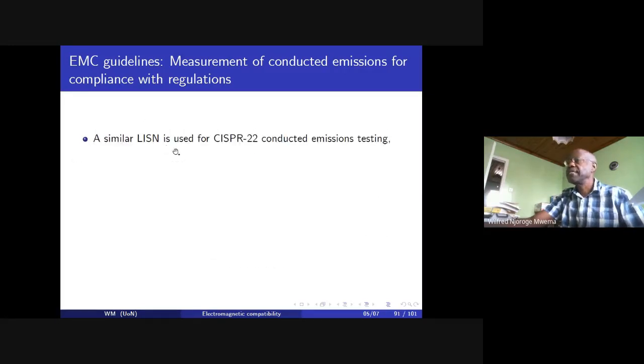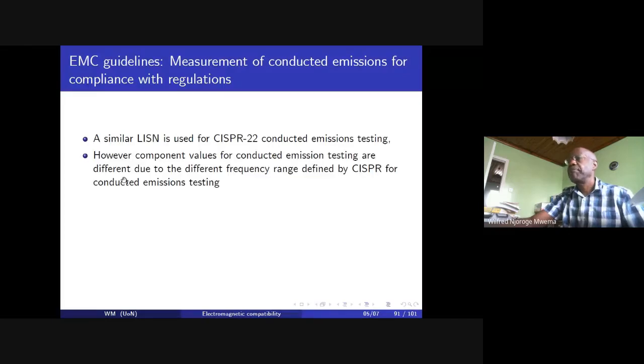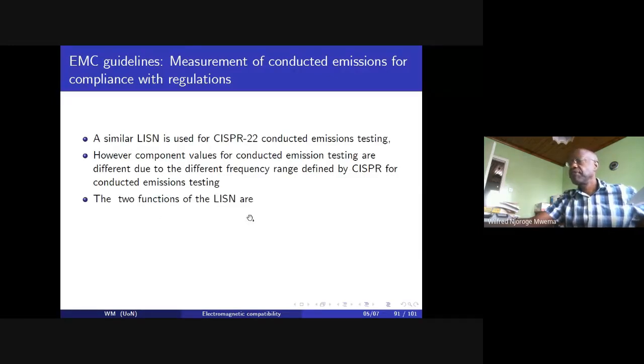So a similar LISN is also used for CISPR 22 conducted emission testing as well. However, the component values for the conducted emission testing are usually different because of the different frequency range that is defined by CISPR for conducted emission testing. So the two functions of the LISN are as follows.